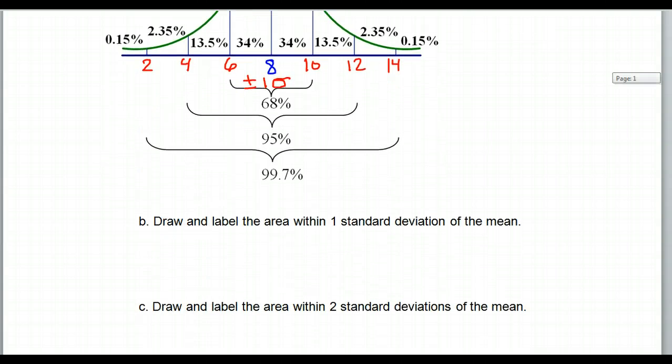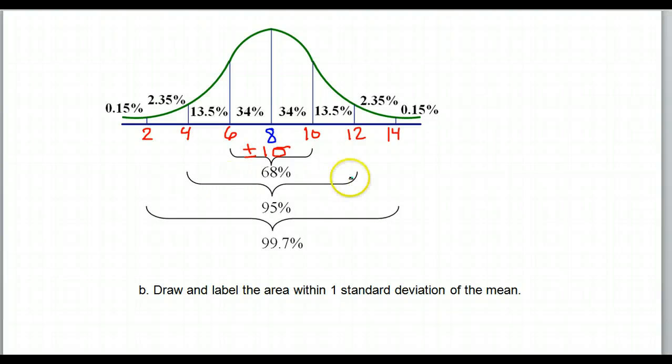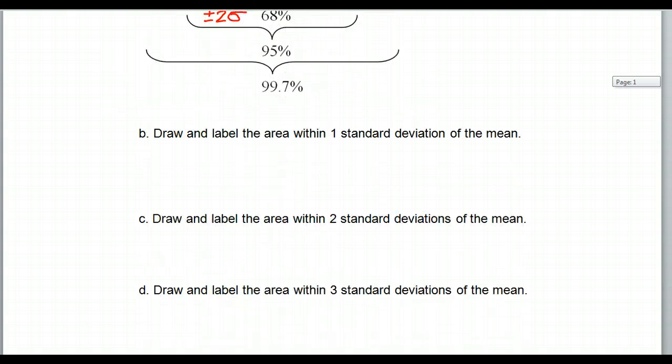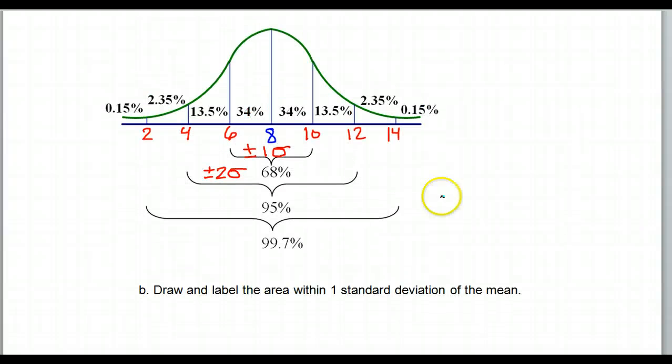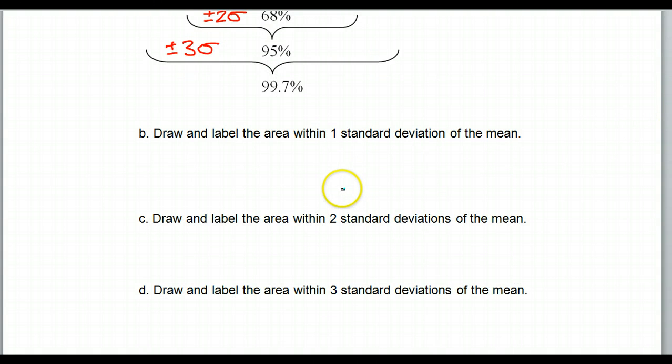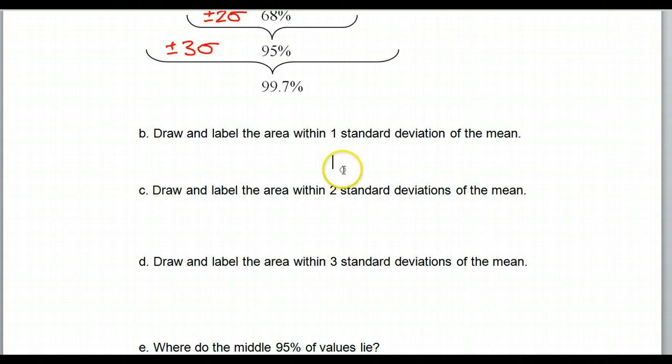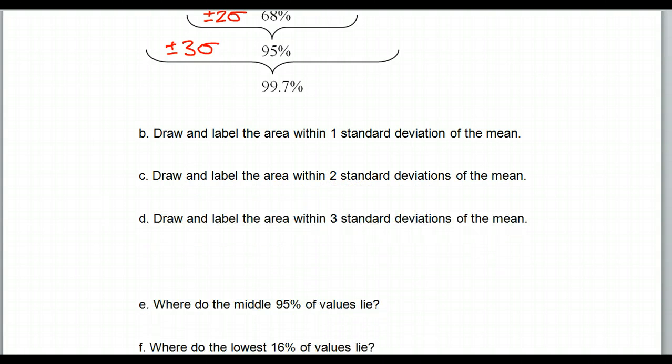Draw and label the area within 2 standard deviations of the mean. Well, that's going to be this zone right here, so I could just put plus or minus 2 standard deviations. And did they go for 3 as well? Yeah, 3 standard deviations. That's this area from here to here. So plus or minus 3 standard deviations. Okay, there, I've labeled it.